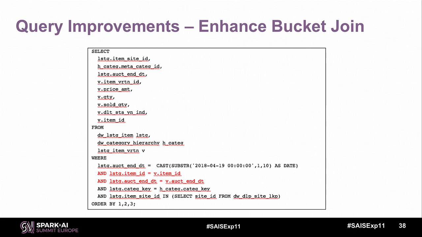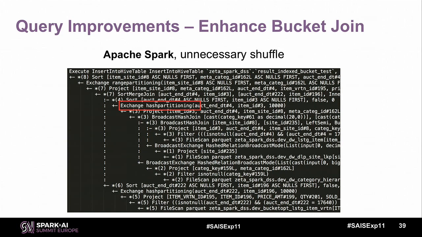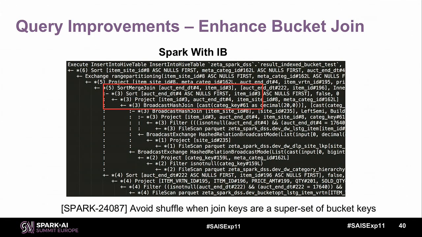Then let's look at the feature we added to bucket join. To understand what we did, let me give an example query. For this query, DW listing item joins two other tables by item ID, action and date as two more columns. As mentioned before, item ID is the bucket column, action and date is the sort column, and the two other columns are normal columns. Let's take a look at the current physical plan. There is an exchange on table DW listing item. It's very expensive. Can we avoid this exchange? The answer is yes. We enhanced the bucket join to avoid shuffle when join keys are a superset of bucket keys.